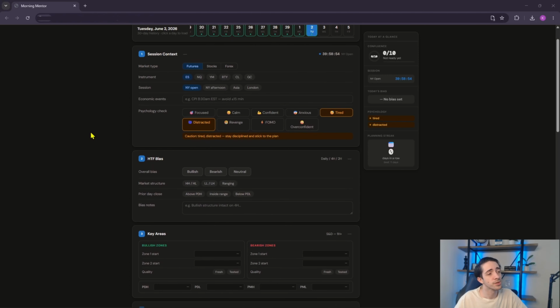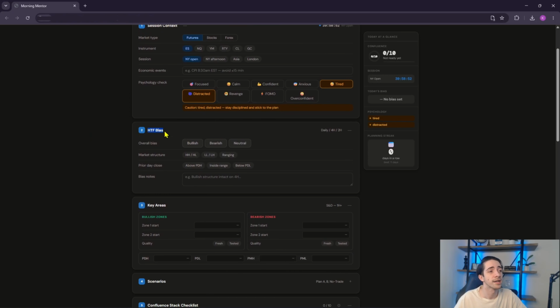The next area we're going to look at is section 2, higher time frame bias. Are we bullish? Again, this reminds us to look at the higher time frame. If you jump on the charts right off in the morning as soon as you wake up, you might miss the bigger picture. So this reminds you: are we bullish, bearish, or neutral? Market structure: are we making higher highs, lower lows, or ranging? And prior day close: previous day high, inside range, or below previous day low.